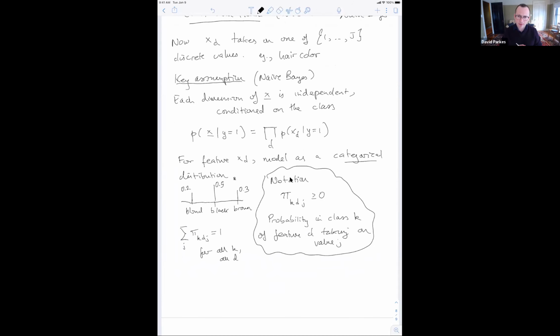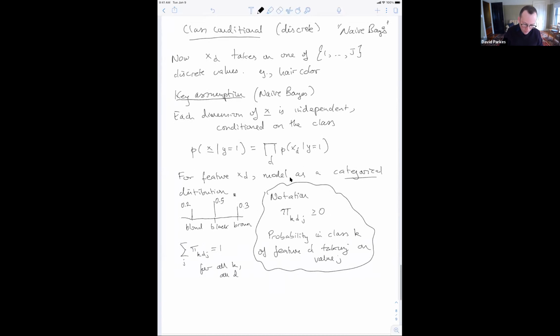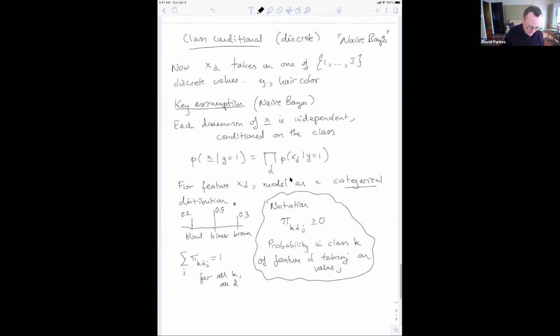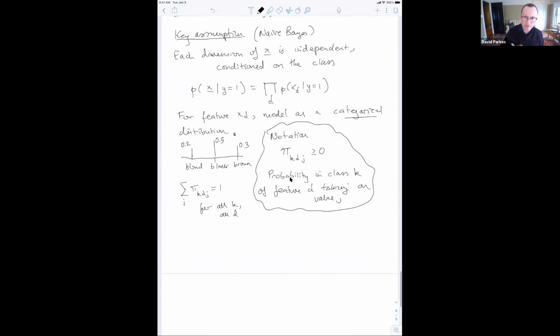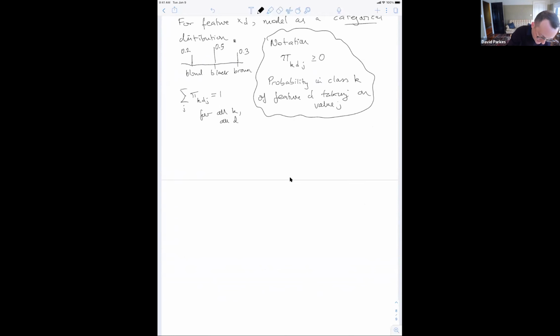There are more details I could give you on this, but I won't get into many more details in the interest of time. What I do want to say is that you can then do, and again, there'll be an opportunity to read about this in the section notes, a maximum likelihood fit of parameters, which we would typically write as pi 0 and pi 1 for class 0 and class 1.